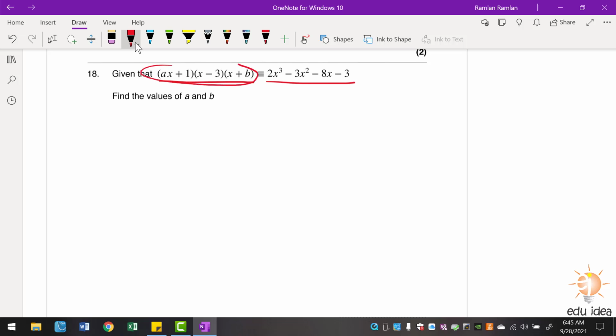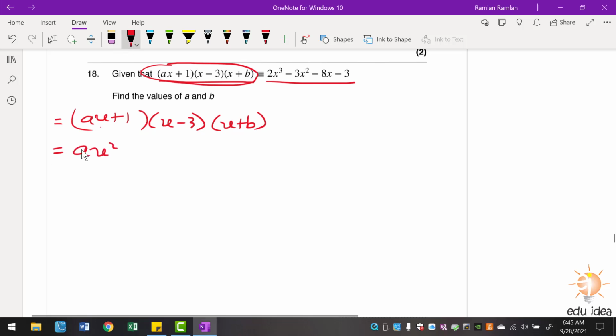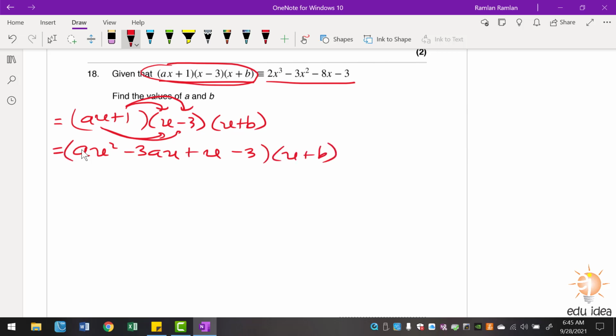So we focus here. ax times x is going to be ax squared. And then ax times minus 3 becomes minus 3ax, and then plus 1 times x is going to be plus 1x, which is x, and then this guy times this guy becomes minus 3. For this one you don't really need to combine them. If you don't want to combine them, just leave it like that. I'm going to leave it like that. I'm going to go straight to multiplying all of them.